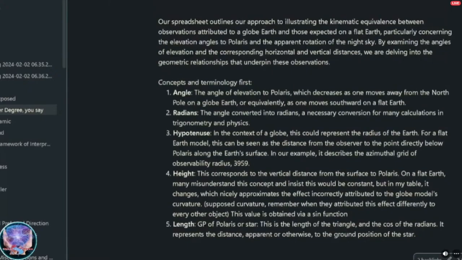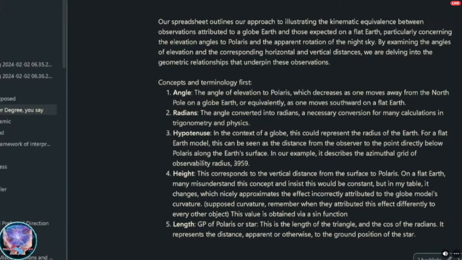So just to outline what we're going to talk about here: we're going to outline mathematical elevation angles to Polaris, approximate distance and height, call it the GP, using a basic trig function and a little help from a unit circle. We're going to use the elevation angles, derive the distance, and walk that all the way from Polaris at zero all the way to the equator.